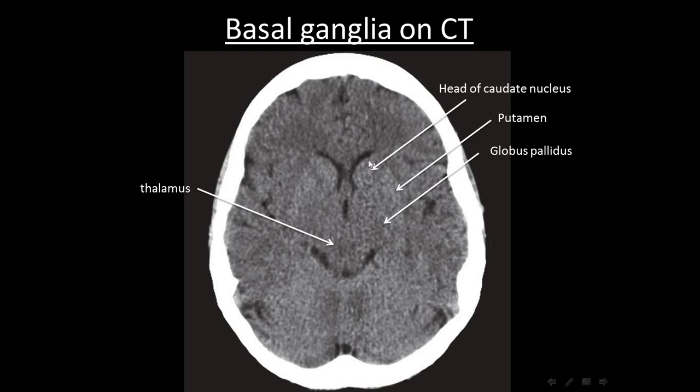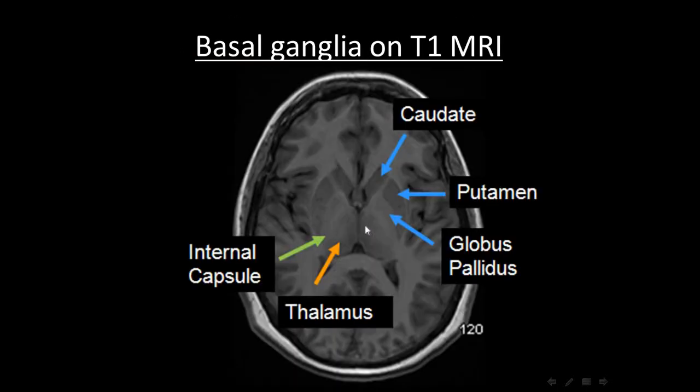So this is the location of head of caudate nucleus. This is the putamen, and just medial to it is the globus pallidus. More medially is the thalamus on each side.